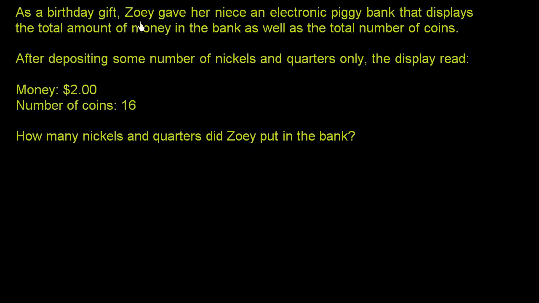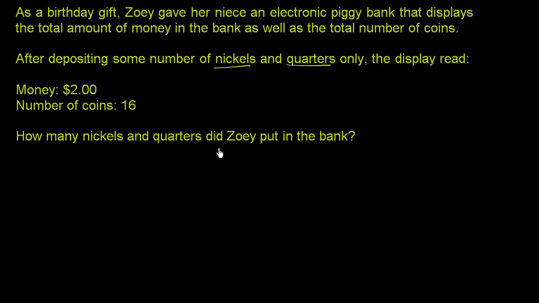As a birthday gift, Zoe gave her niece an electronic piggy bank that displays the total amount of money in the bank as well as the total number of coins. After depositing some number of nickels and quarters only, the display read money $2, number of coins 16. How many nickels and quarters did Zoe put in the bank?